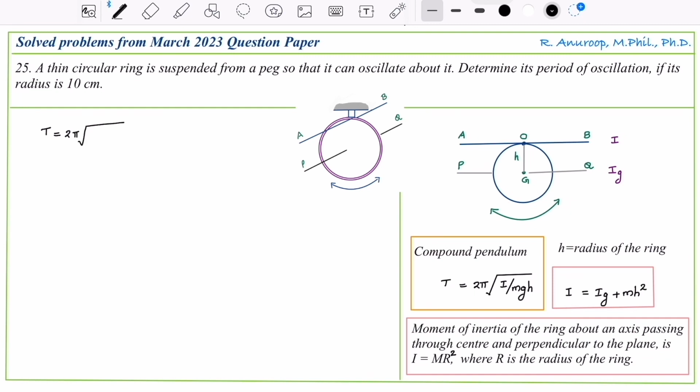We have the expression for the time period, T is equal to 2 pi into root of I by mgh, where I is the moment of inertia of the ring about an axis passing through the center of suspension. In the present case, it is AB, and that is equal to Ig plus mh square.